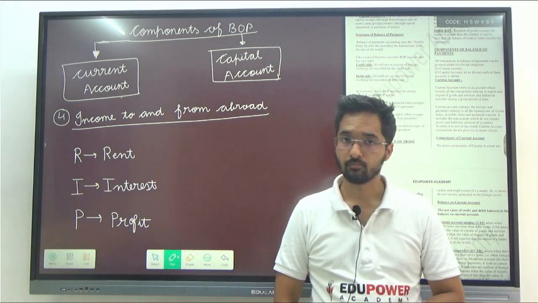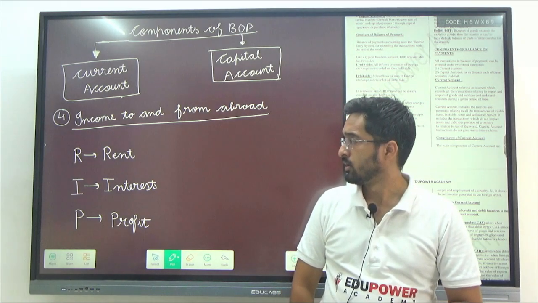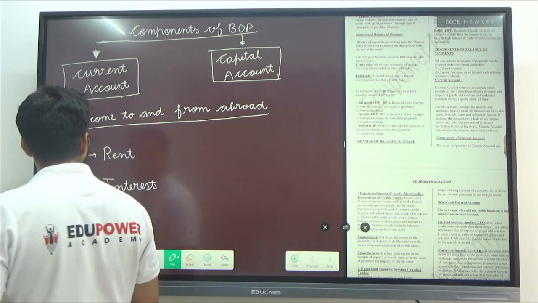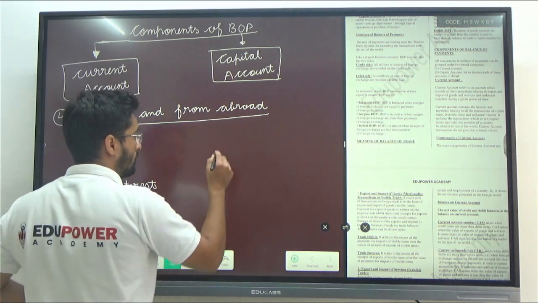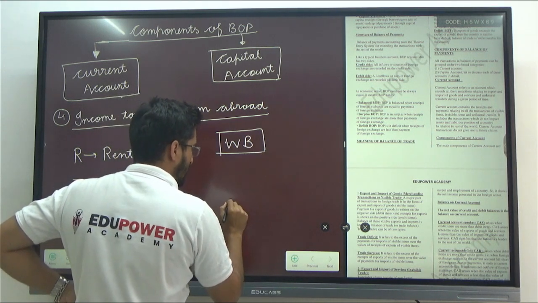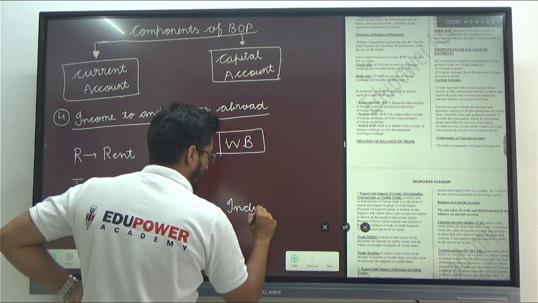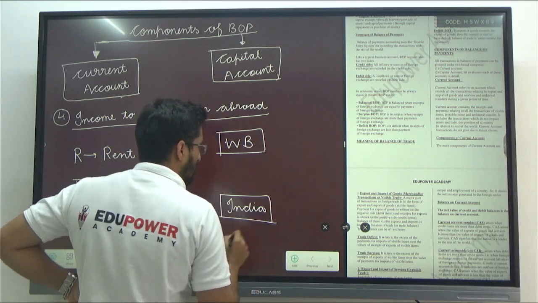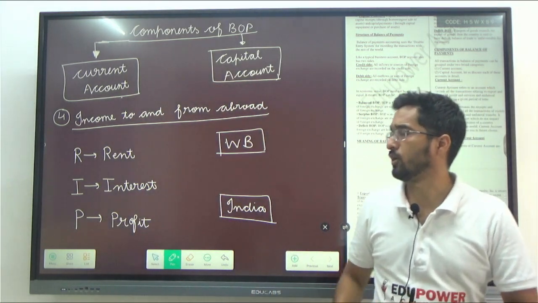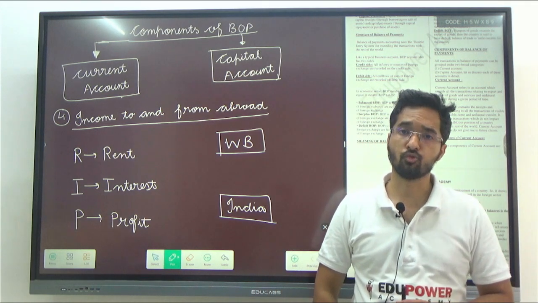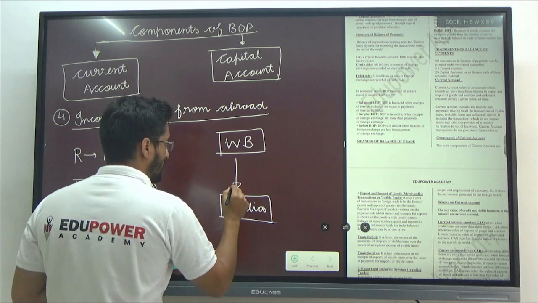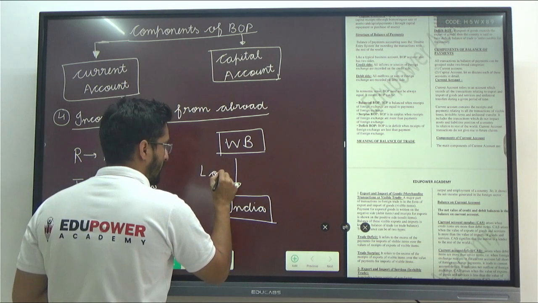Rent, okay. Profit, interest. How interest? Suppose this is the World Bank and this is India. Now, suppose India has to develop a flyover, and for developing the flyover, India requires funds from the World Bank. So, India will take loan from the World Bank.